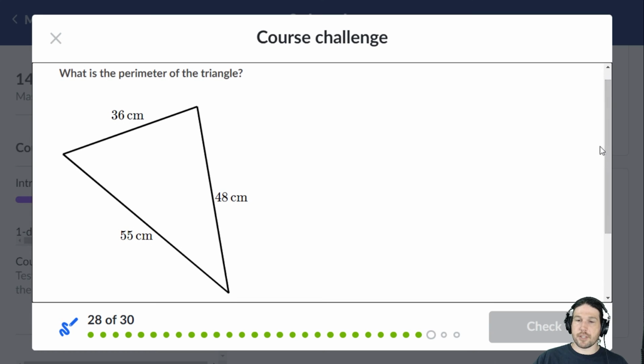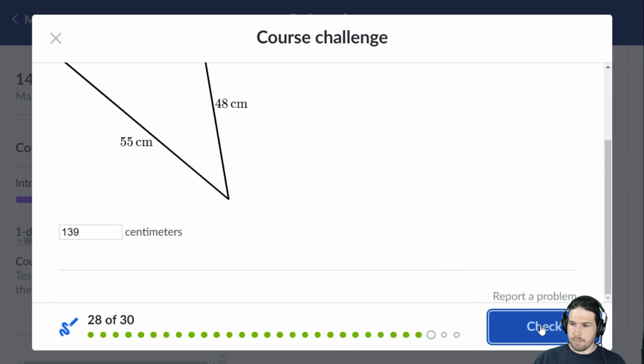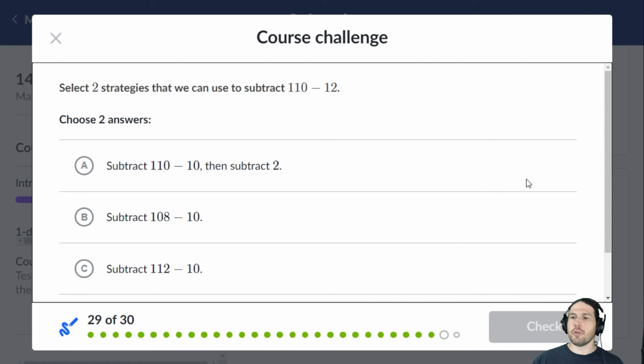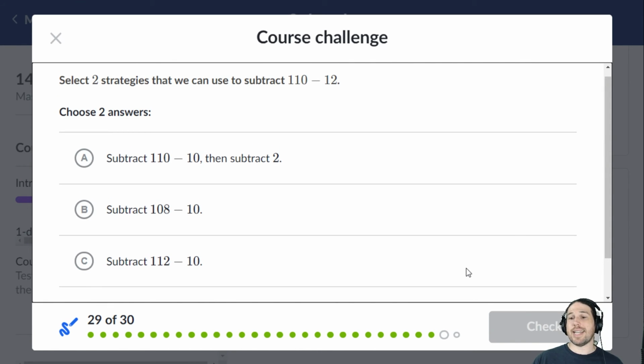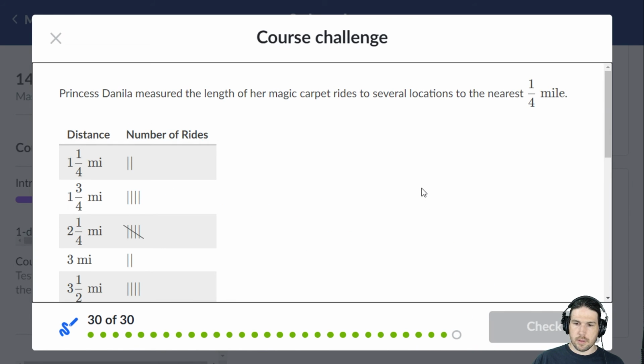What is the perimeter of this triangle? I got 139. Select 2 strategies we can use to subtract 110 minus 12. Well, we could subtract 10 and then subtract 2, which is the same thing here, right? We would just be subtracting 2 and then subtracting 10. Last problem.